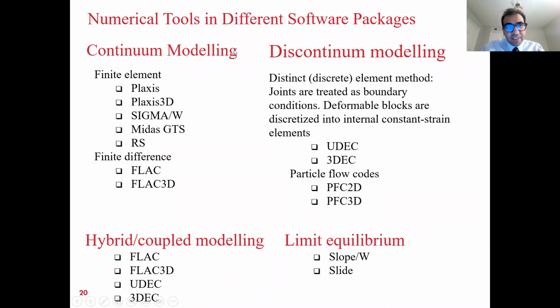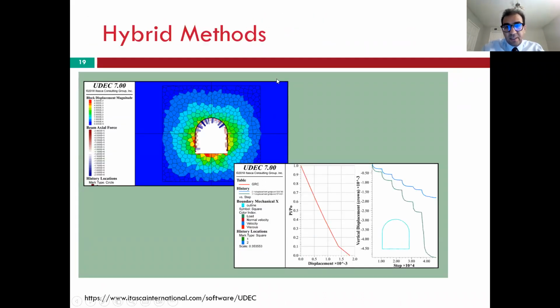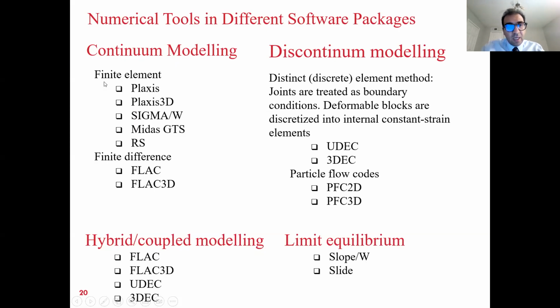By categorizing the software packages that are available for geomechanics modeling and considering the different categorizations, we provide a list of available tools that can be used. I categorize them based on continuum modeling and discontinuum modeling. As I mentioned, discontinuum modeling consists of fractures and joints, and continuum modeling considers areas where we have continuous material without any fracture or joint. Finite element and finite difference can both be categorized under continuum modeling.